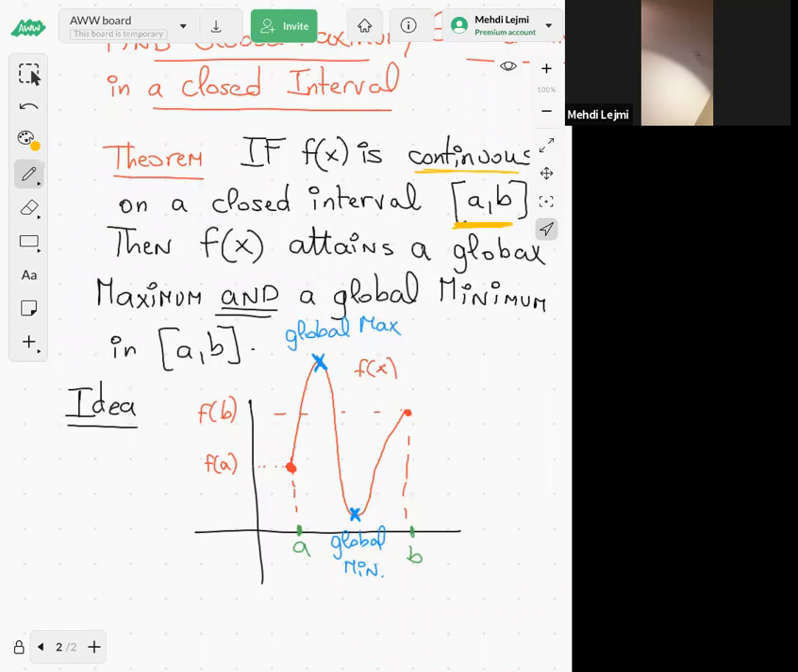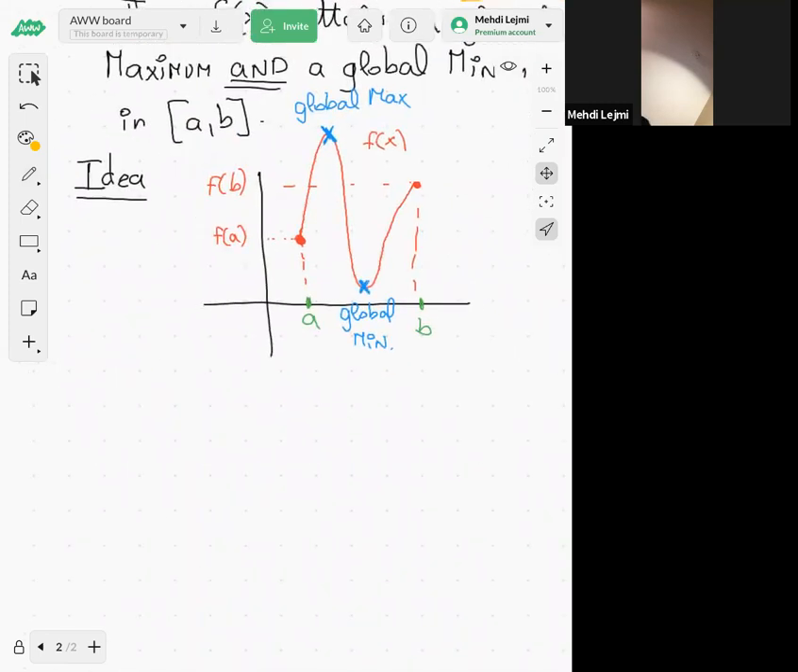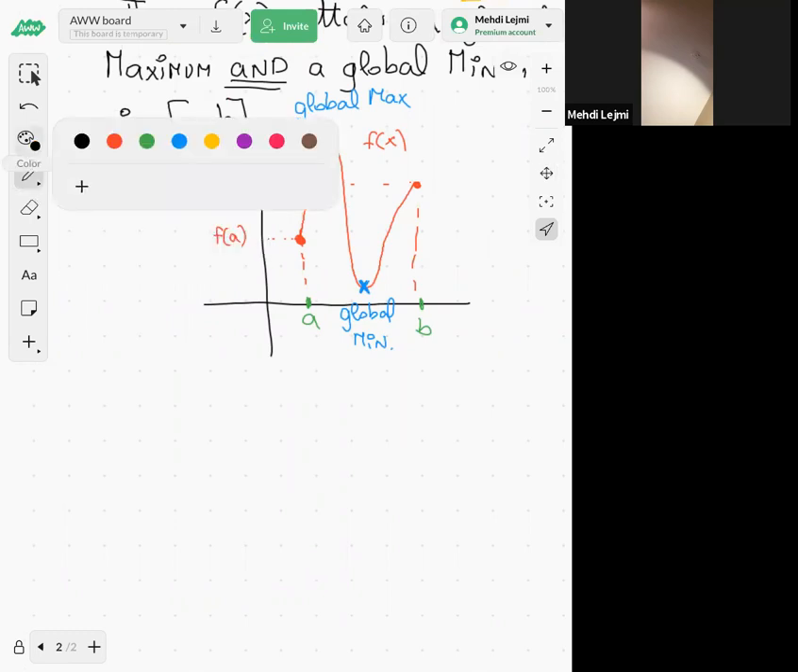Now guys, I'm gonna show you explicit examples of how to find this global maximum and global minimum on a closed interval AB. So let's say we have the following example.